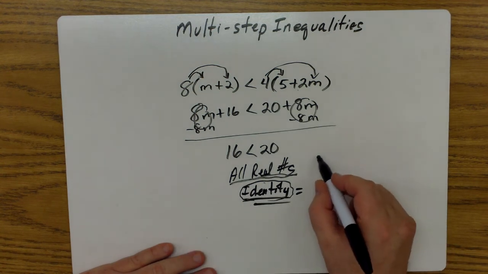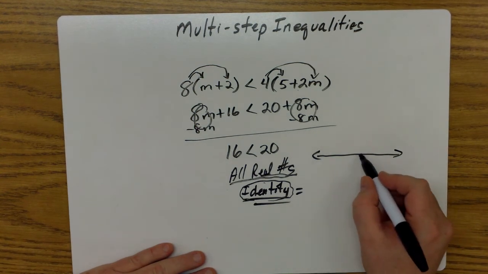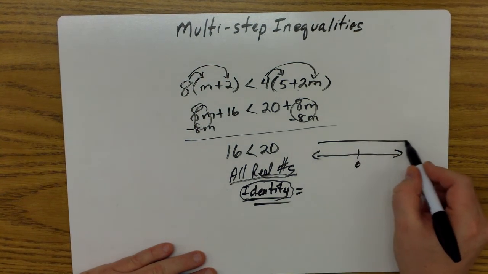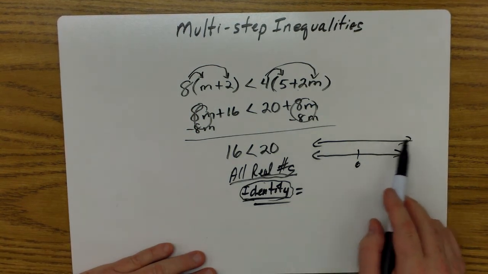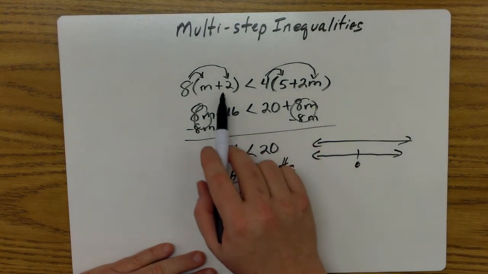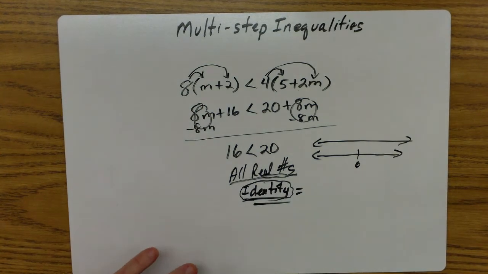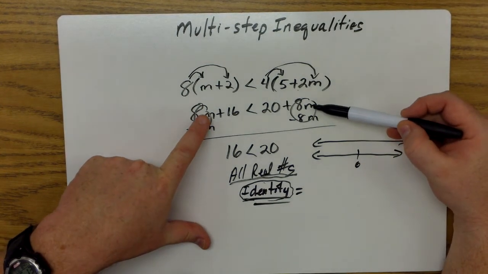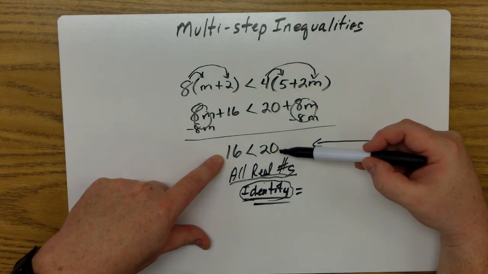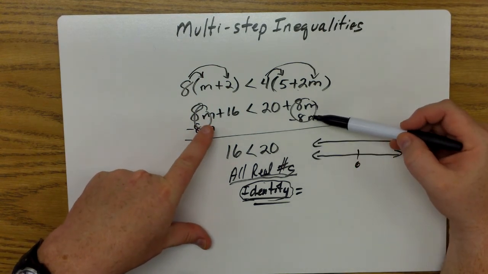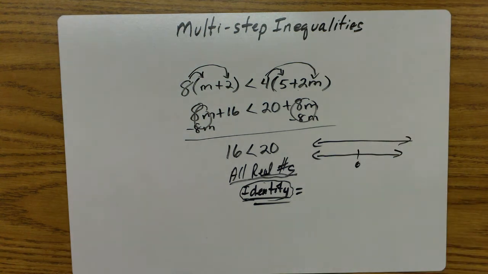Now, if we go to graph that, the way we would graph it is draw a line with 2 arrowheads on either side. So it means every number along the number line is a solution to the original problem. And the reason is the variables cancel each other out of the problem and the inequality left over is still true. Therefore, it doesn't matter what we put in for m. What's left over will always be true.